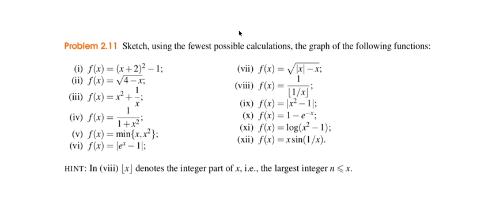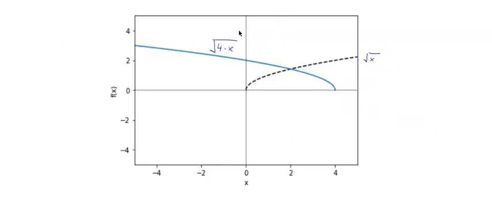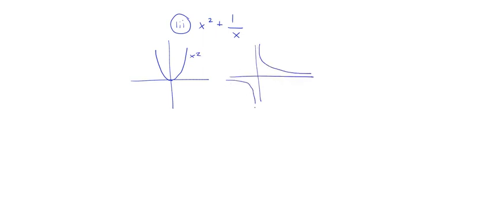Is it 1 over x or 1 over x squared? It's 1 over x. I think I painted 1 over x squared, but it doesn't matter. Okay, so we have two different functions: x squared, and then 1 over x is this function, the inverse function.